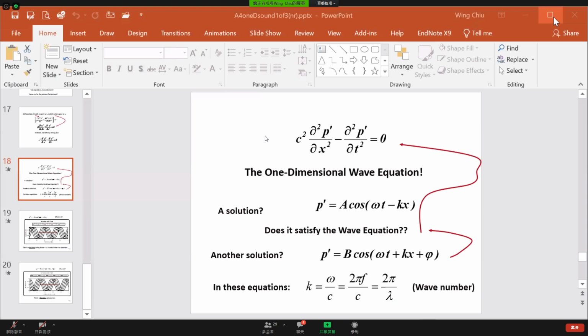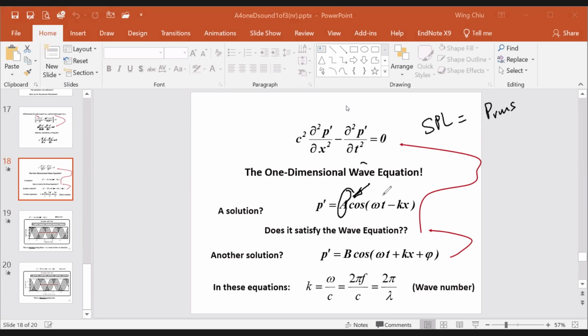Okay. Now, if you look at your lecture notes, series A4 1D sound, this equation here. So this is your mean square pressure fluctuation. Oh, I see. That's the amplitude. That's amplitude. Square pressure. You need to use your SPL and convert that to the PRMS. Oh, I see.